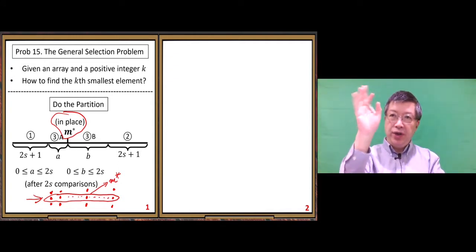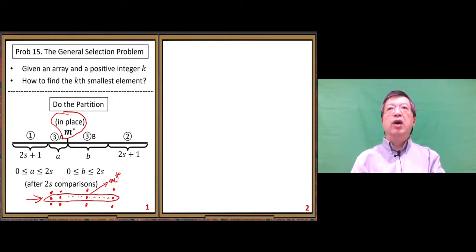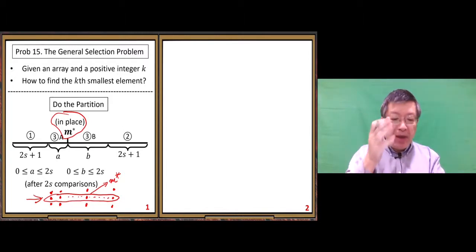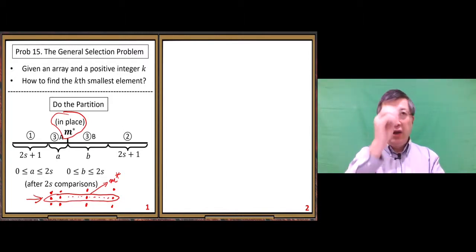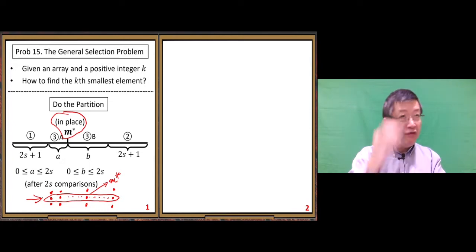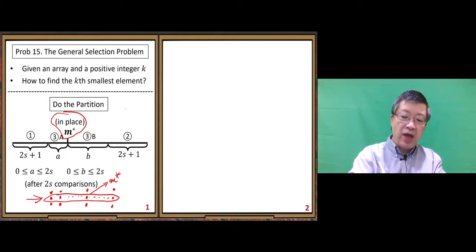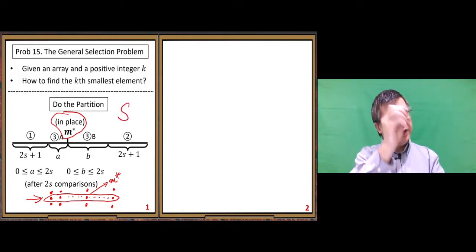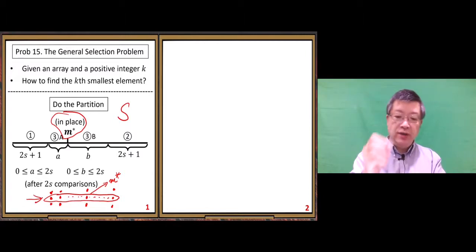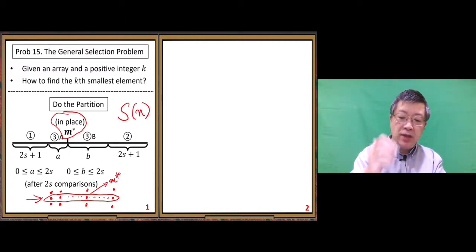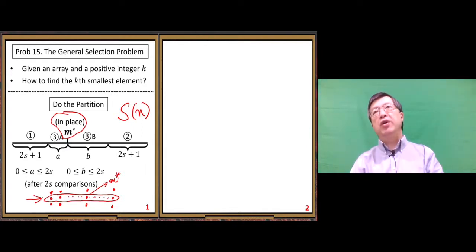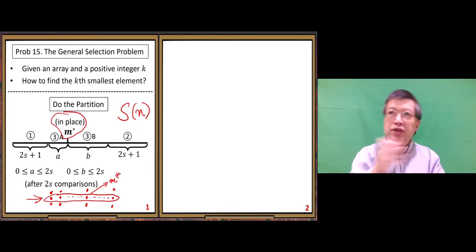Next, let's continue. Now, we need to estimate the cost. Here we use a function to represent the cost. For this selection problem we use S, the cost function of the selection problem for problem size n, S of n. We want to estimate this function.